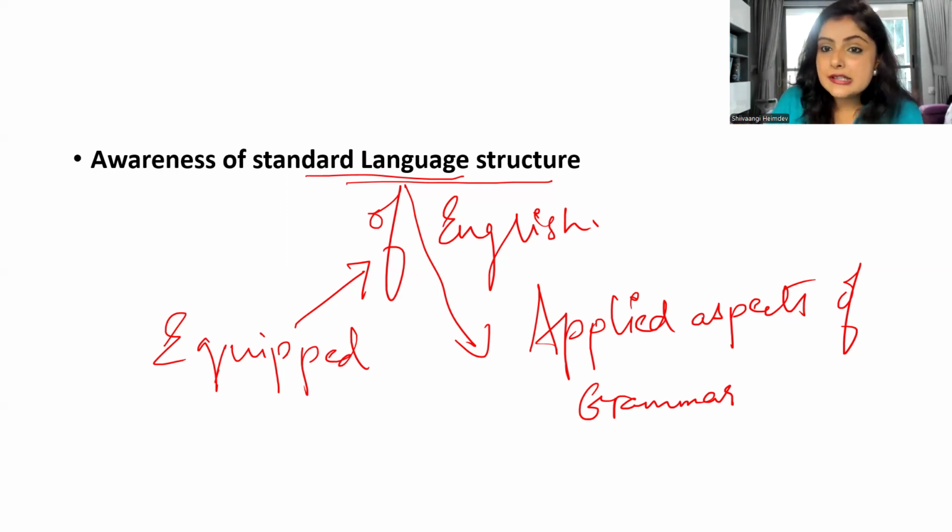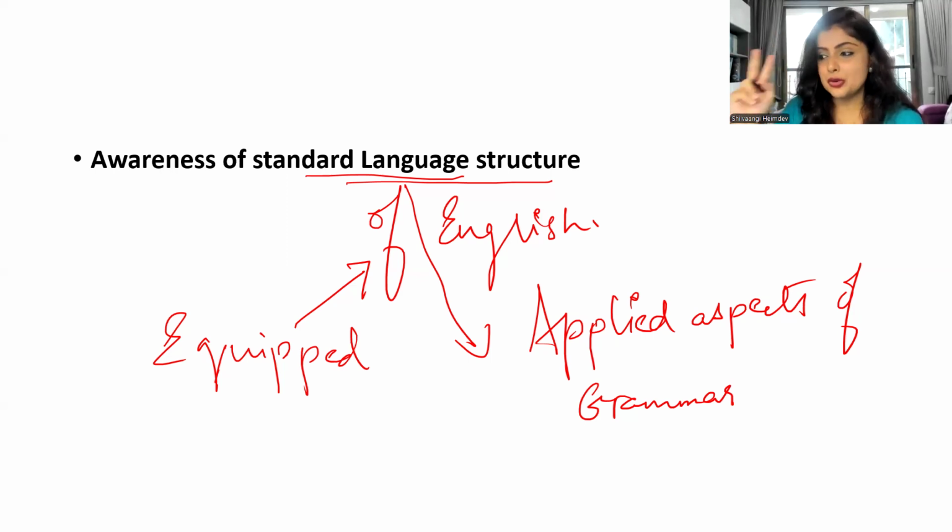Unless you fix this part of the knowledge, which is awareness of the standard language structure, creating sentences will be difficult. And till the time you have difficulty in creating different kinds of sentence structures, you will keep facing fluency issues. So if you really want to curb this issue, if you really want to solve this problem, make sure that along with stopping the translation part, you also get firmly equipped with the standard language structure of English.